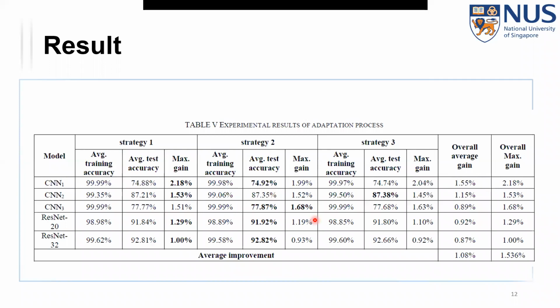And they found that strategy two gives the best test accuracy. So their goal is not to improve the training accuracy. Yeah, the goal is to improve test accuracy. I just feel that if they are going to improve the test accuracy, if they are going to address overfitting, is there a baseline adopting some regularization or dropout? No, they only mention the gain between before their strategy and after their strategy.